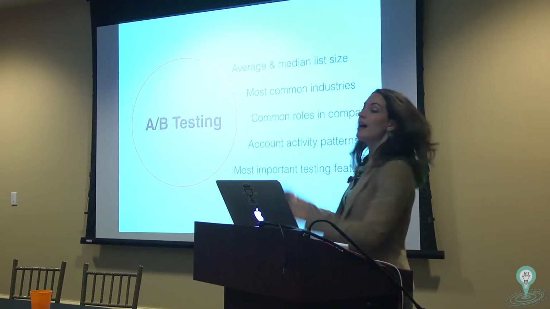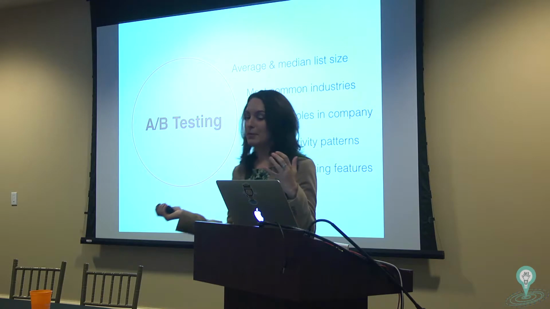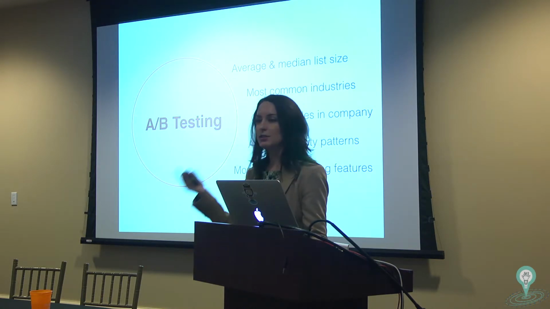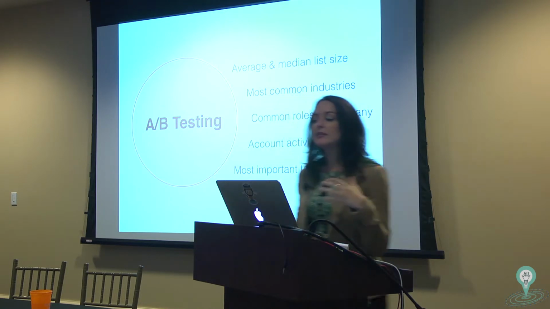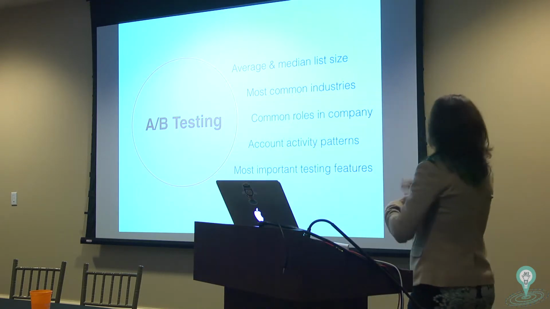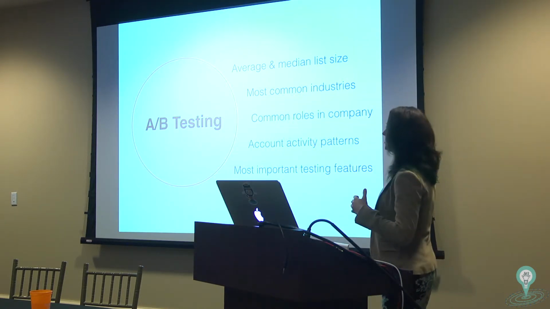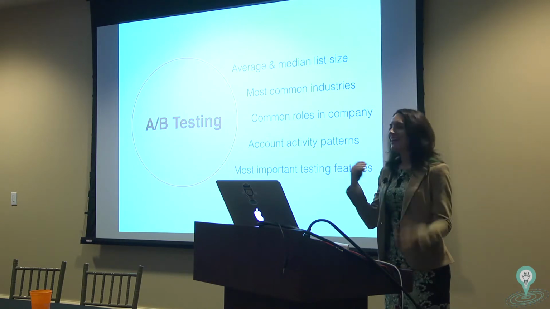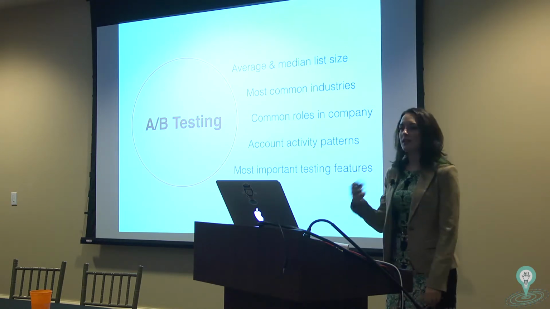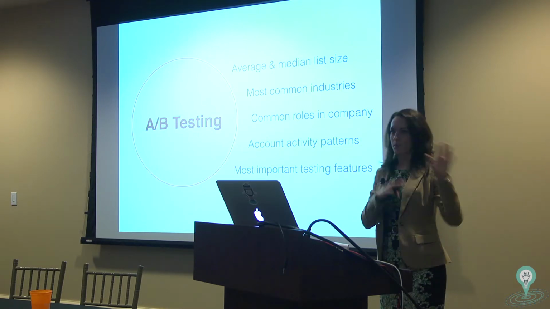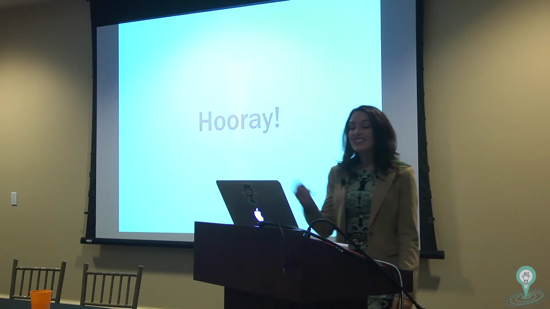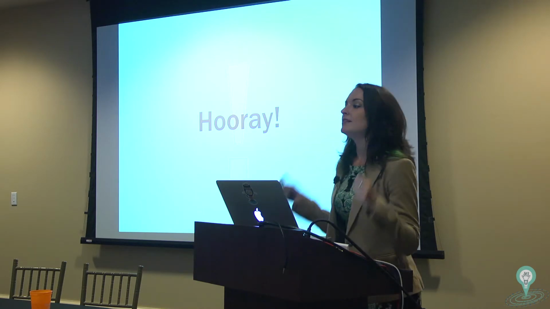So we got this lovely A/B testing customer segment. And similarly to the reporting segment, we have an average and median list size. We've started to understand more about what industries are going to use this tool. Again, back to account activity, same kind of thing, noticing similarities between accounts in this group versus the reporting group. So this is great. We were super excited. This is amazing.